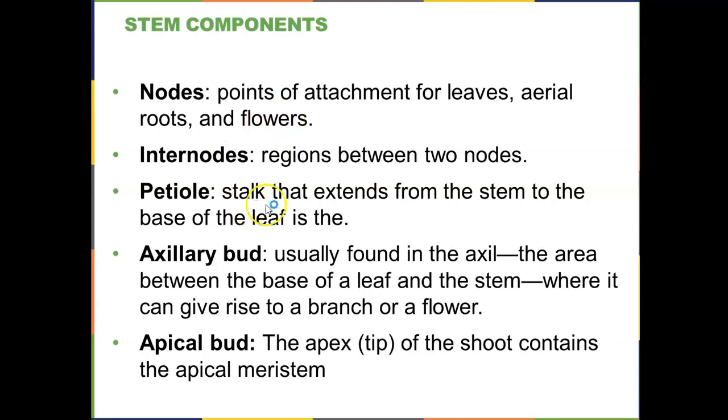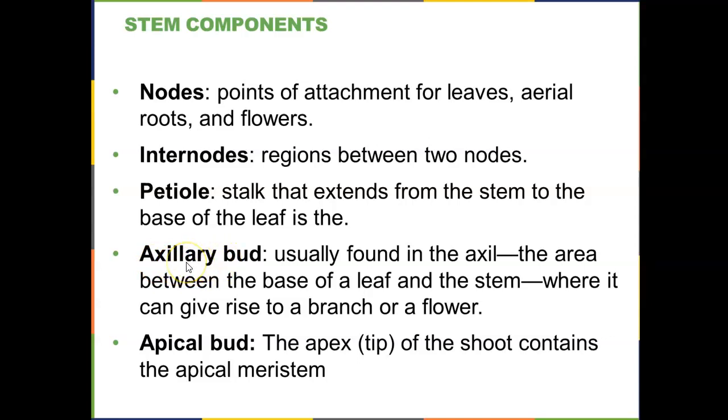And when you're looking at a stem, the next important thing is that you're going to have an apical bud. The tip of the stem contains an apical meristem, and so that allows for the stem to continue growing and extending. The tip of the stem is called the shoot. We can also have axillary buds, which are lateral. They're along the length of the stem.